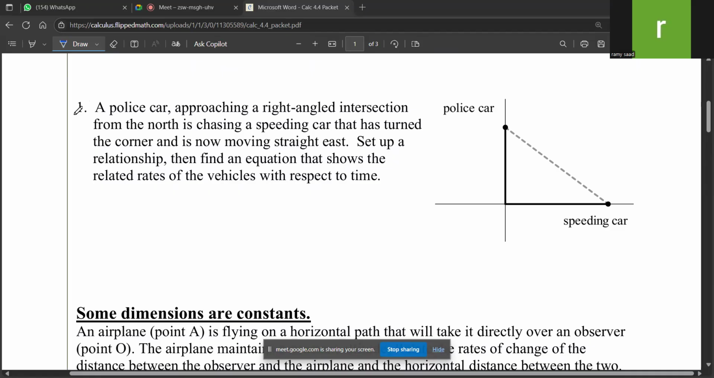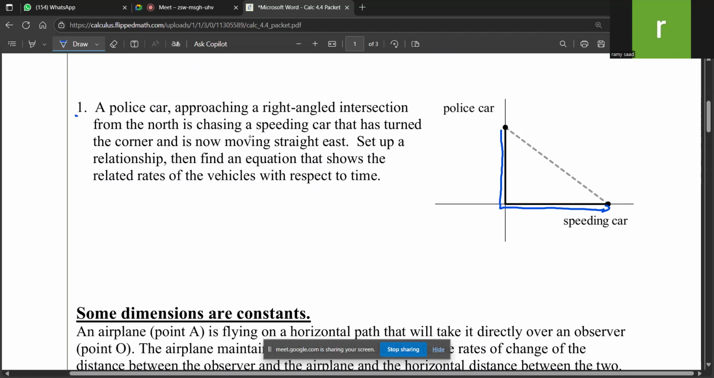Okay, so we have here a police car approaching a right-angled intersection from the north, chasing a speeding car that has turned the corner and is now moving straight east. So this car moved like that, and then moved like that. Set up a relationship, then find an equation that shows the related rates of the vehicles with respect to time.